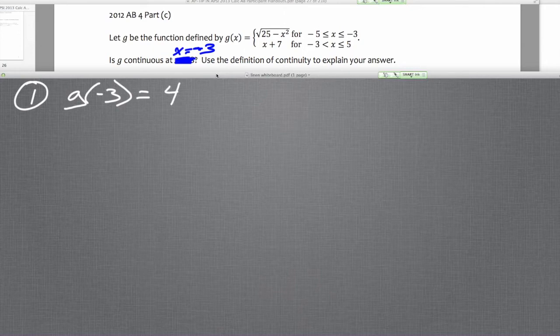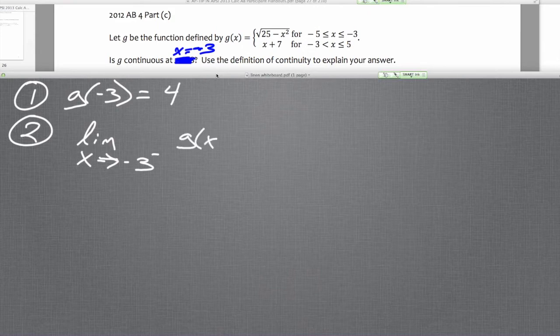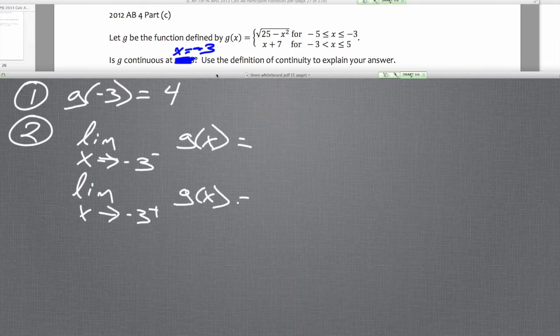Find the limit. Now, since it's a piecewise function, what do I have to do to find my limit? What is it exactly that I'm finding? To see where it's coming from. Right, there you go. I need the limit from the left, and I need the limit from the right. So we are approaching negative 3 from the left of g of x, and we need to approach negative 3 from the right of g of x.